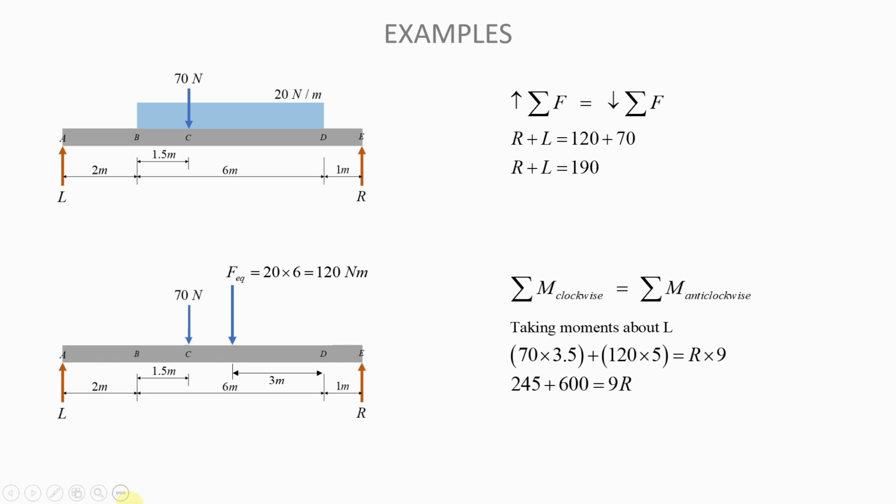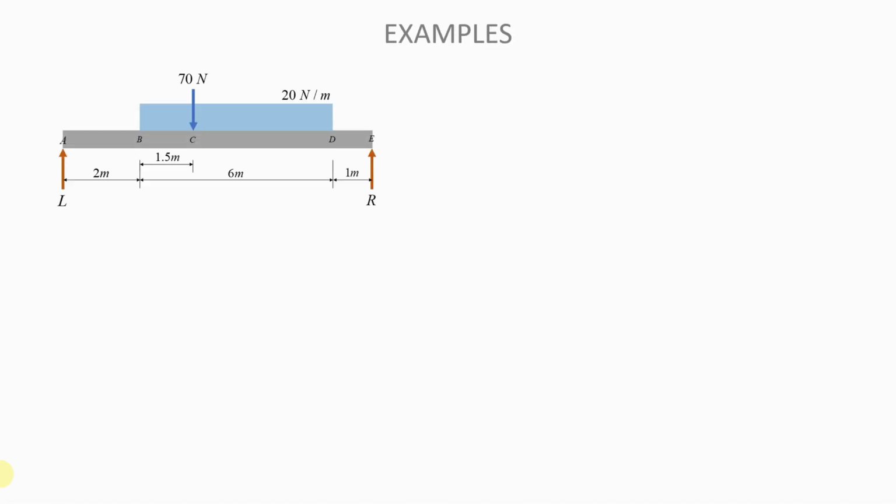But in this case, it's only R that is creating an anti-clockwise moment, so it's R times 9 only. And so with that, you just solve for that, and you find that R is equal to 93.889 newtons. And then you can take this value for R into this equation and solve for L, and you will find that L is equal to 96.111 newtons. Okay, so once you have it like that, then you are fully equipped to be able to draw the shear force diagram. You did find the reactions, so you are fully equipped to draw the shear force diagram.